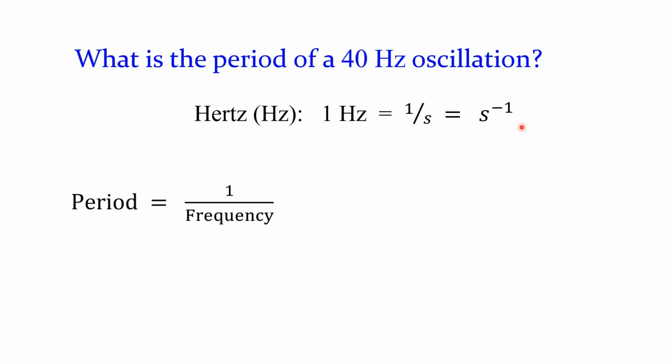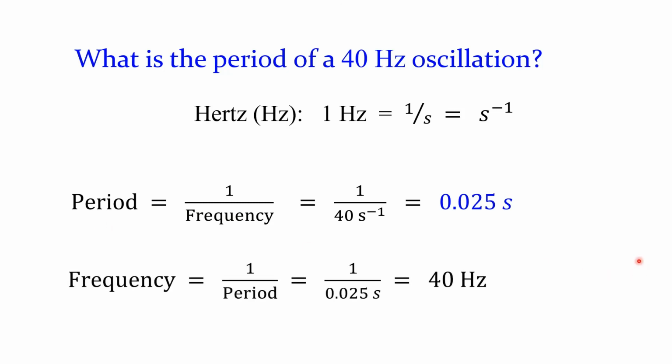Period is just 1 divided by the frequency, and 40 Hertz is the frequency. So to find the period, we just plug it into our equation. A calculator tells me that the answer is 0.025 seconds. So seconds is what I get when I divide by a hertz, or inverse seconds. Okay, so that's a unit of time, which I would expect because period represents time.